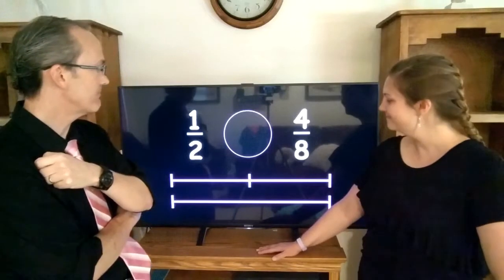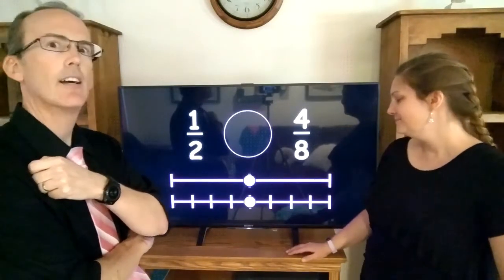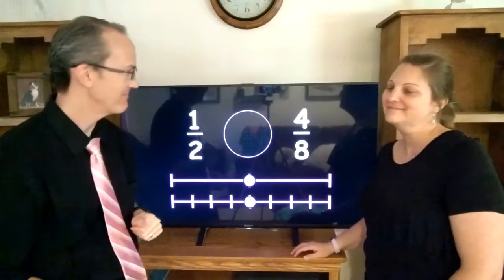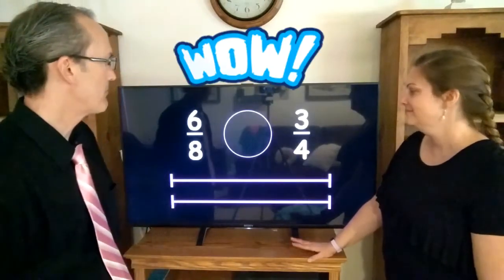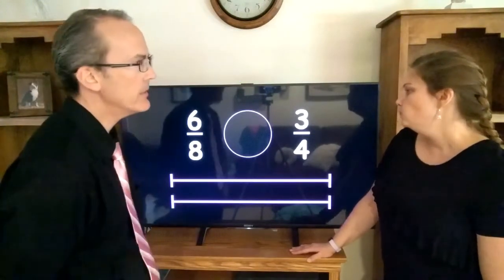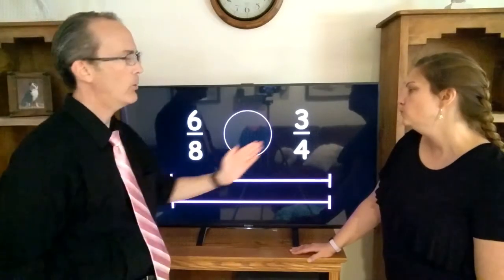What do you think? Again, I can't believe it. 1/2 is equal to 4/8. Nice job. Now we have 6/8 and 3/4. Mrs. Mason, which one is larger? My fraction or your fraction?